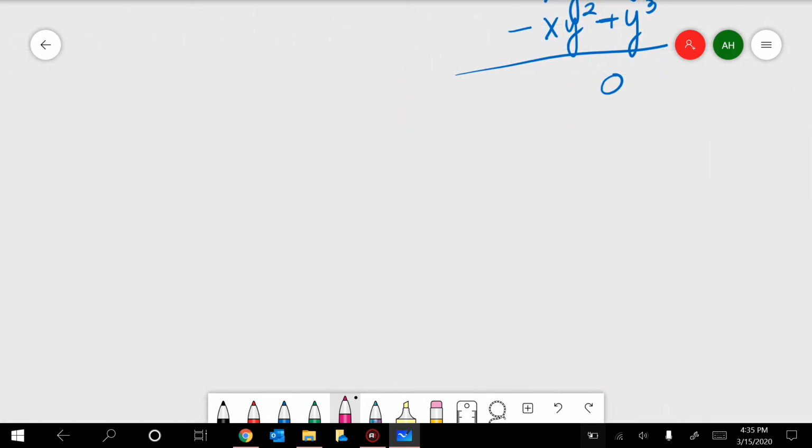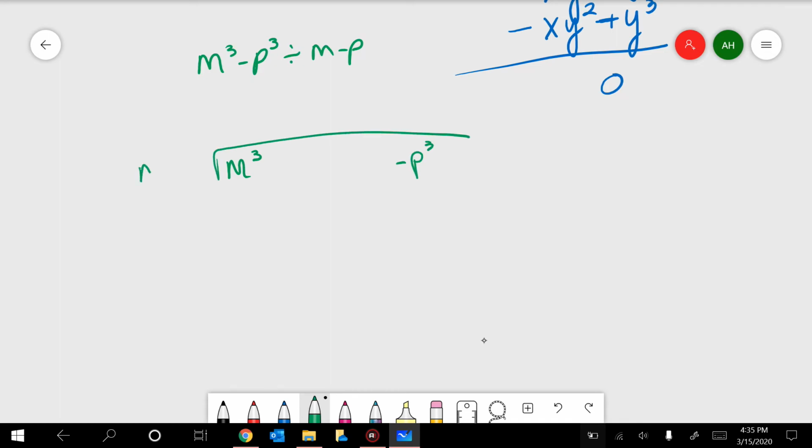Let's do another one. Here I'm being told to take m cubed minus p cubed divided by m minus p. So I'm going to take the m cubed minus p cubed divided by m minus p.